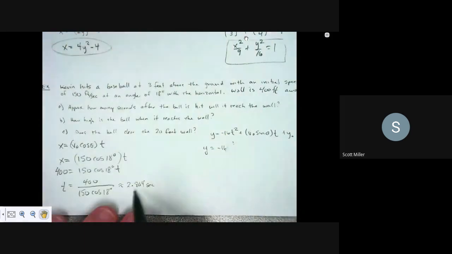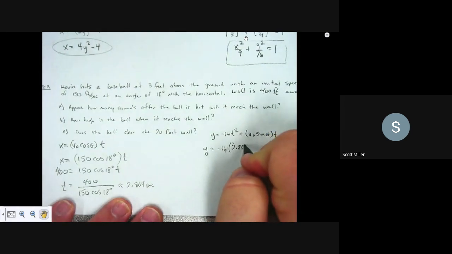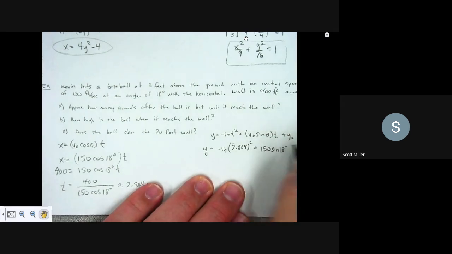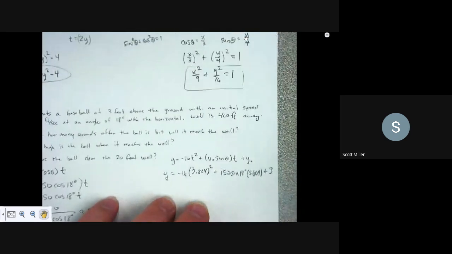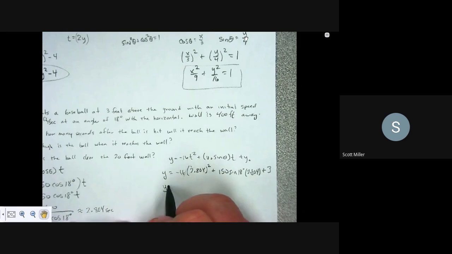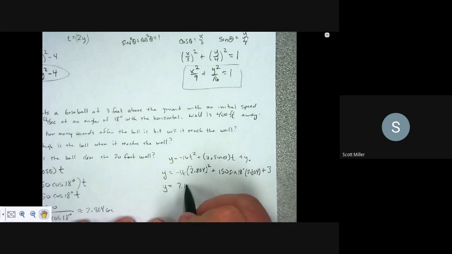It reaches the wall at 2.804 seconds. So let's plug that in. 2.804 squared. Initial velocity is 150. The sine of the angle is 18 degrees. And we're going to times it by 2.804. And the initial height is 3. So we plug all the information into that, and then we can use our calculator to approximate this out. And when you type all that in, you're going to get 7.174, and that'll be in feet.